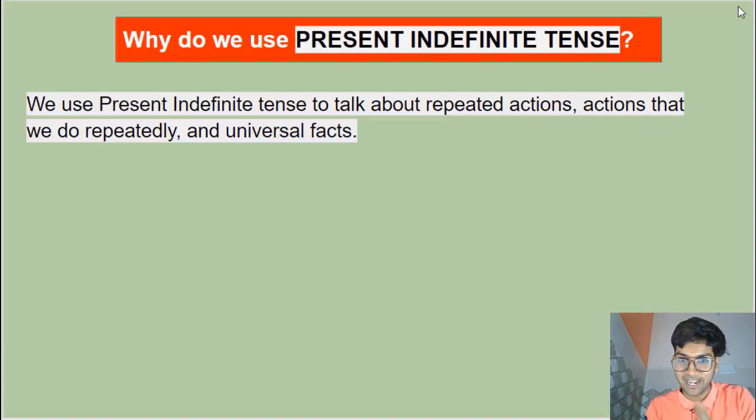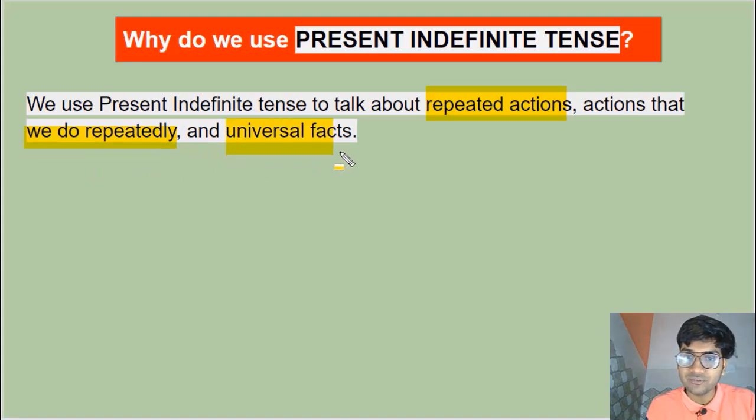I'm excited, super excited. Okay, so when do we use present indefinite tense is the very first thing we should know. Forget about how to make sentences, what are the structures and everything. Forget about all these things. Let's understand when do we have to use present indefinite tense. Why do we use it, right? So we use present indefinite tense to talk about repeated actions, right? When we talk about repeated actions that we do repeatedly, we use present indefinite tense. And we also talk about universal facts in present indefinite tense and some other things as well that I'll be talking about going forward in the lesson, right?